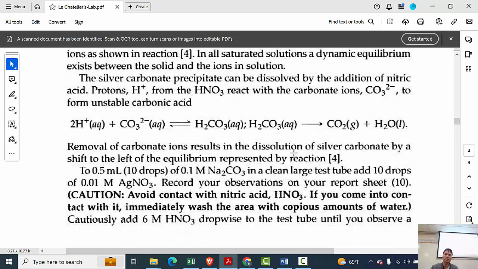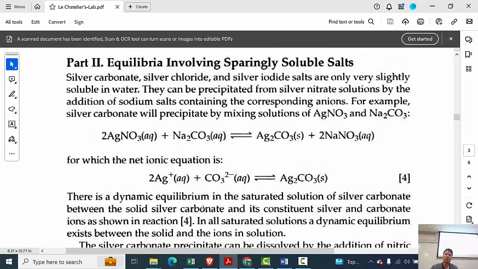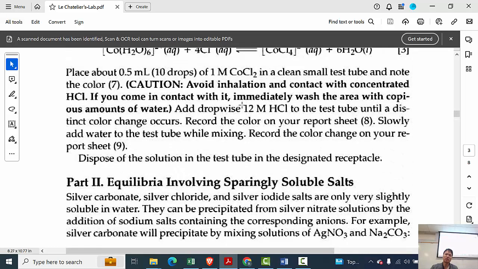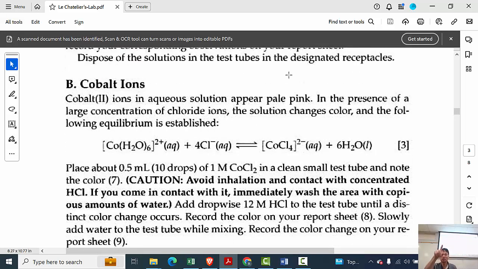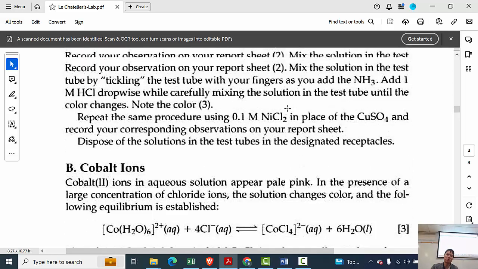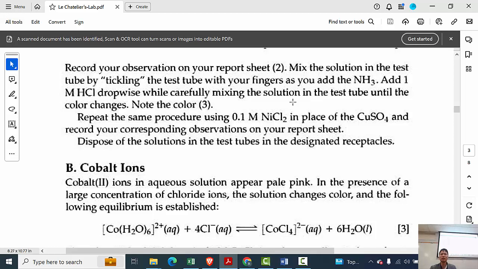The nitric acid, what are we using here? 6 molar. 6 molar they call dilute, but 6 molar is still pretty concentrated. 12 molar they call concentrated hydrochloric acid. So the concentrated hydrochloric acid back there causes burns to tissue, so watch out for that. Usually you can tell if you spilled hydrochloric acid just by having a slight burn on there.